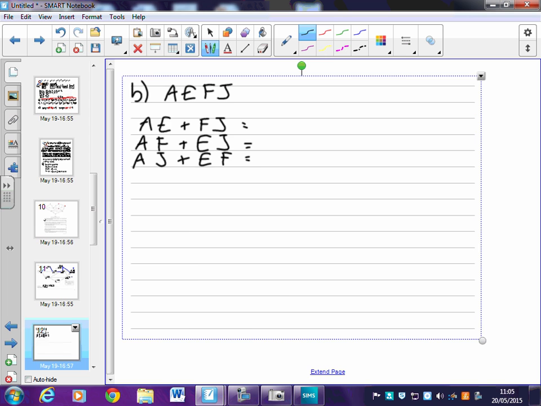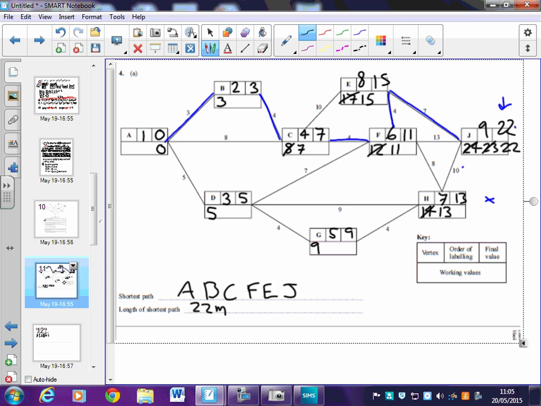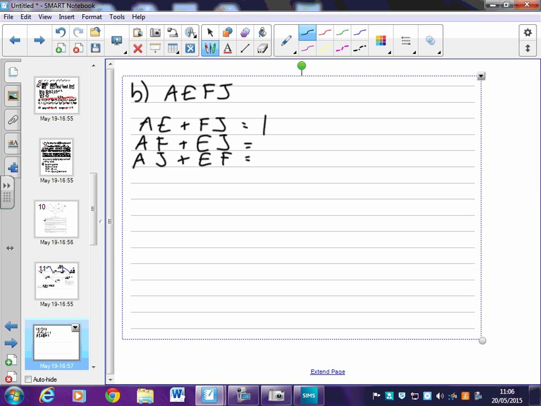Starting with A and E, I'm looking for the shortest route between A and E. I can actually use what I've just done here, because from A to E, I know that there is a shortest route of 15, because that was given to us by Edexcel.